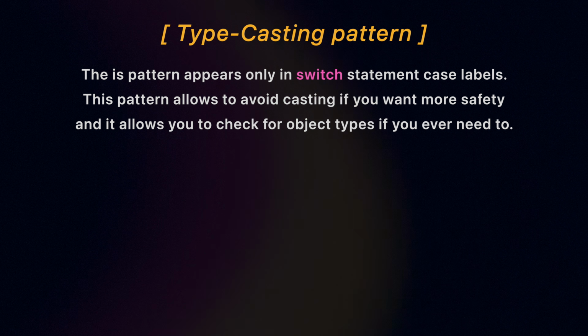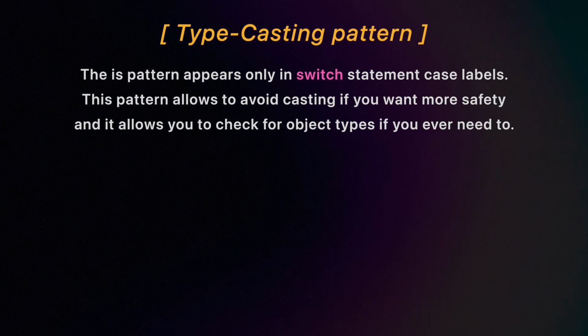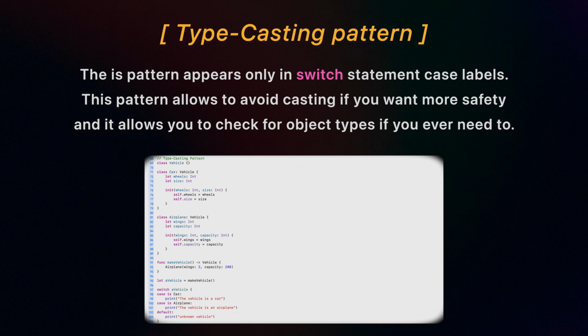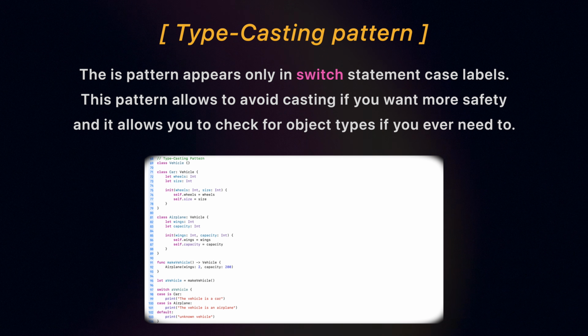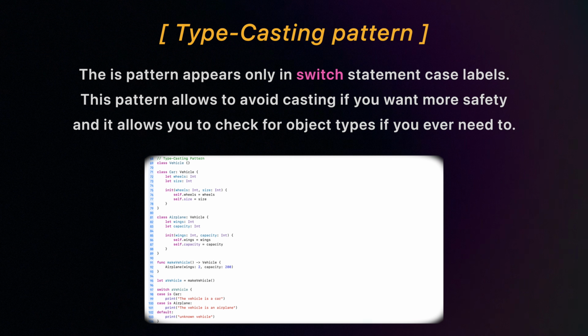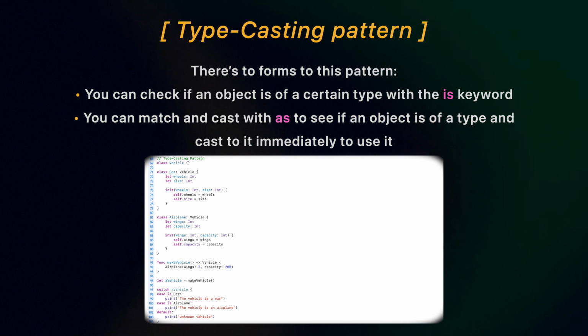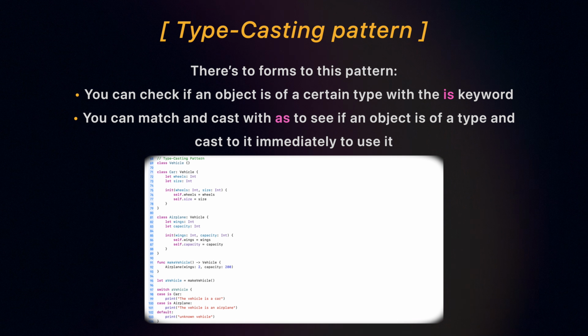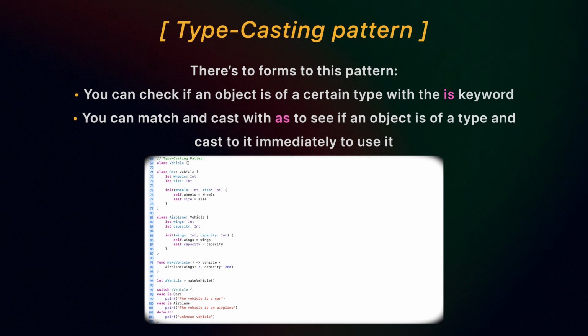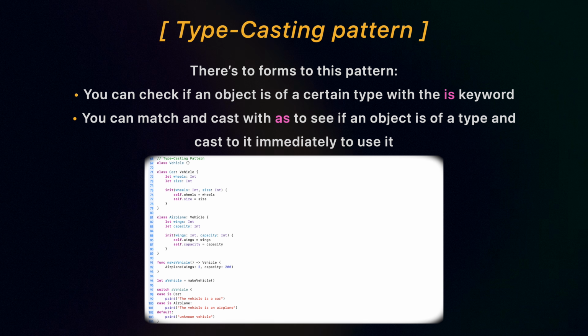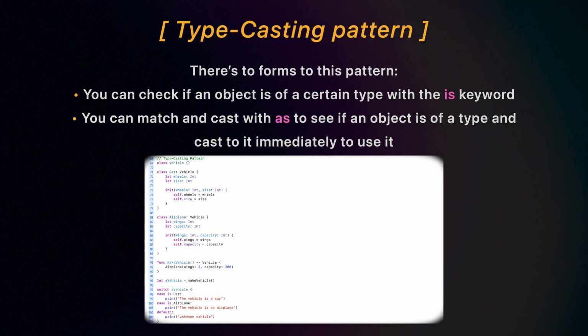The is pattern appears only in switch statement case labels. This pattern allows you to avoid casting if you want more safety, and it allows you to check the object types if you ever need to. There are two forms of this pattern. You can check if an object is of a certain type with the is keyword. You can match and cast to see if an object is of a certain type and cast to it immediately to use it.